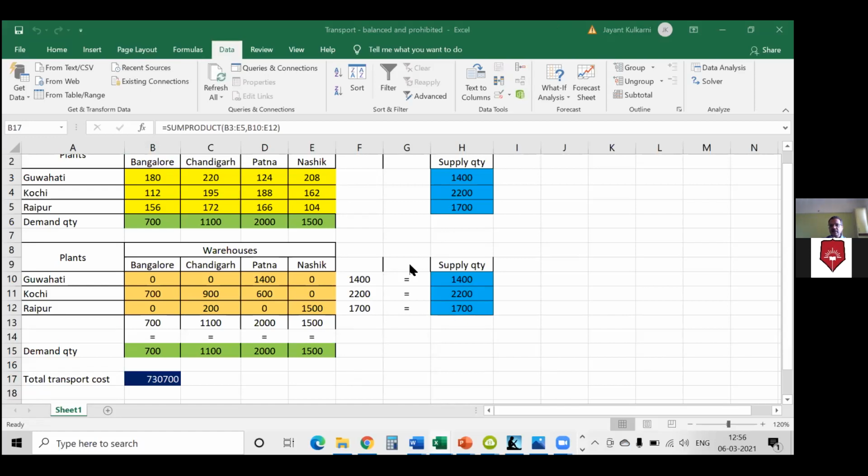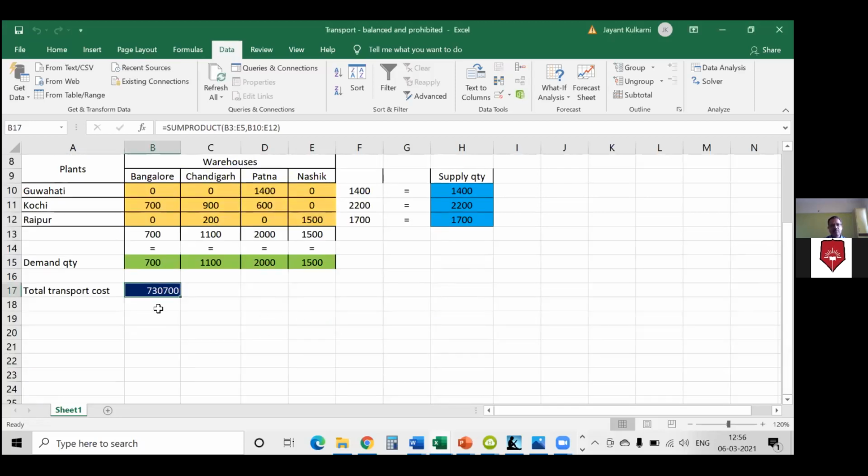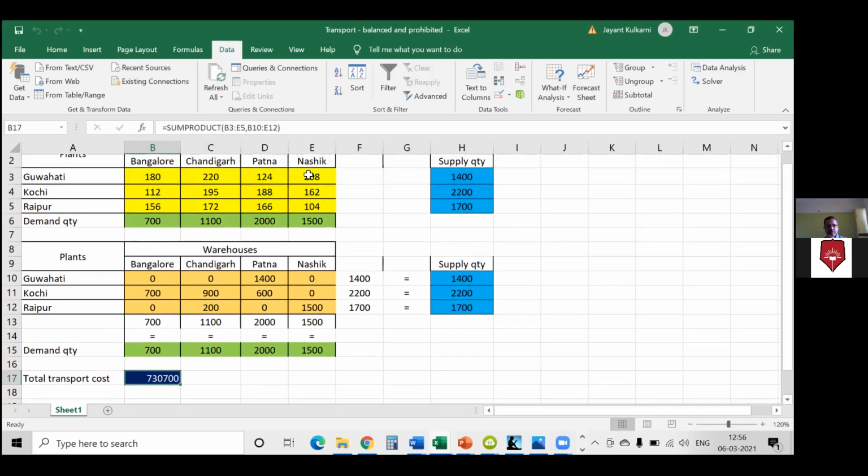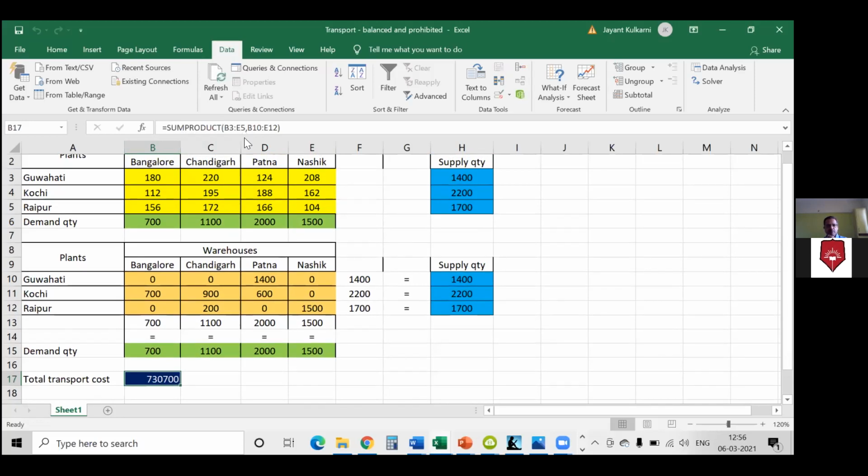Nikhil, can you repeat the formula for total transportation cost? Okay. So total transportation cost, Nikhil, I'm again putting the cursor on that cell. You can see it. It is equal to sum product. So put an equal to sign first. Then say sum product. Open the bracket. Capture the first matrix, which is your yellow matrix. Put a comma. You capture the second matrix, which is your orange matrix. Right? Close the bracket and press enter. You should be able to get that.